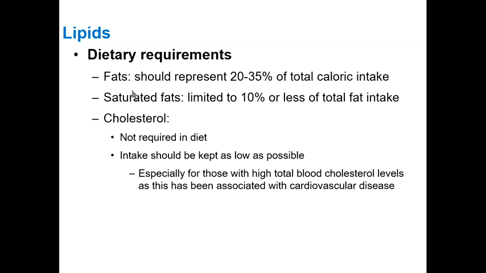Here we see that fats represent less, or at least should represent less, of our dietary requirement: 20 to 35%. And of course, of that 20 to 35%, it should be overwhelmingly unsaturated fats. Saturated fats, hopefully, limited to less than 10%. We mentioned earlier that cholesterol is not required because our liver is able to produce it, so intake should be as low as possible, and especially for those with high total blood cholesterol levels, because high cholesterol intake is typically associated with cardiovascular disease.